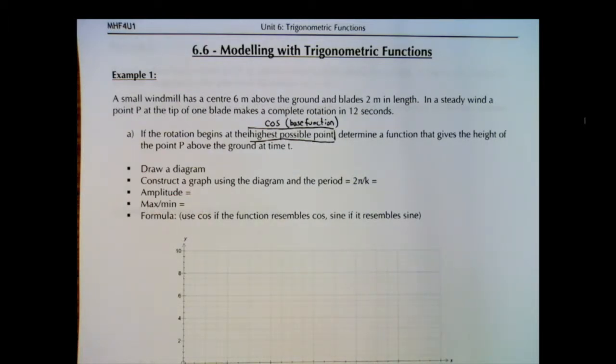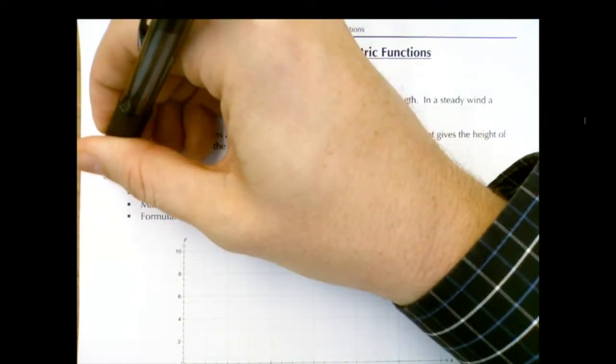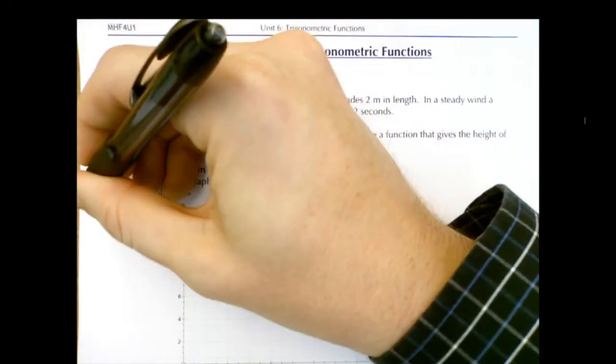First step, let's try to draw a diagram of what we're actually talking about here. So we're actually going to draw a windmill. I'm going to draw a really simple windmill because I'm not an artist, but we know that the center of the windmill is 6 meters above the ground. So I'm just going to draw a dot that represents my middle. And I'm going to draw that dot 6 meters above the ground.